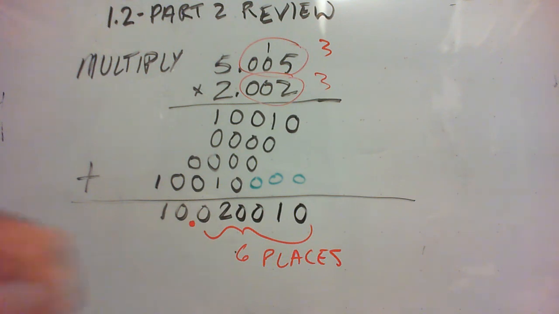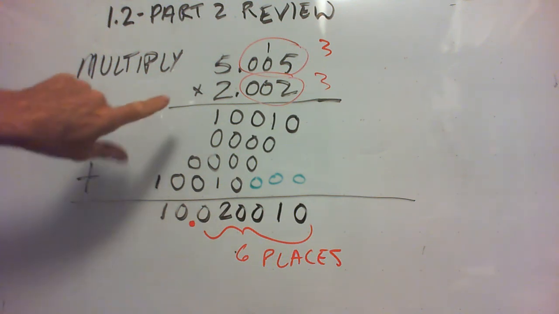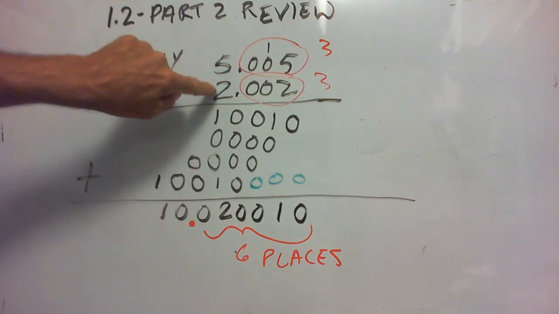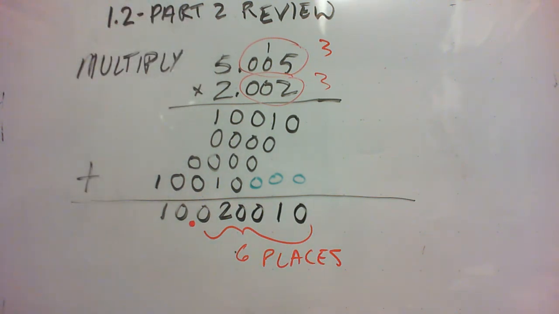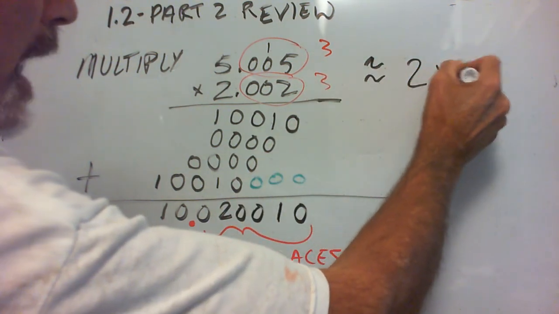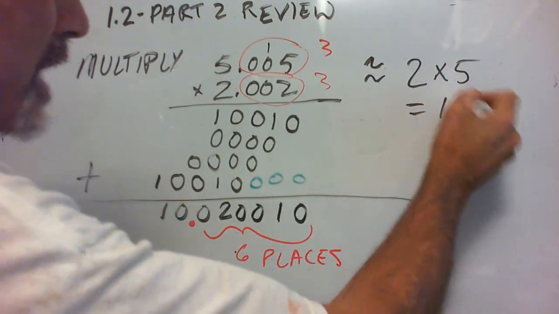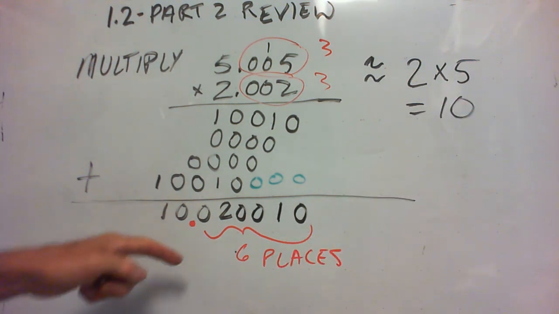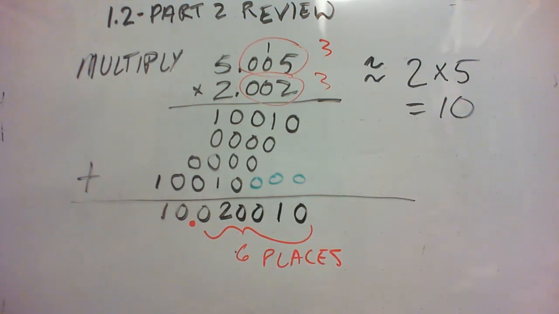A better way is to just do an estimate where that decimal point should be. This is approximately equal to 2 times 5, which is 10. So we know the decimal point goes after the 10 here. So our answer is 10.02001. We don't need that trailing 0 at the end. We can leave that off.